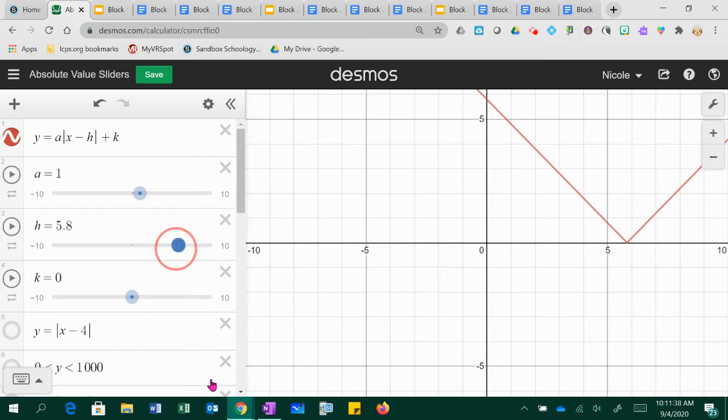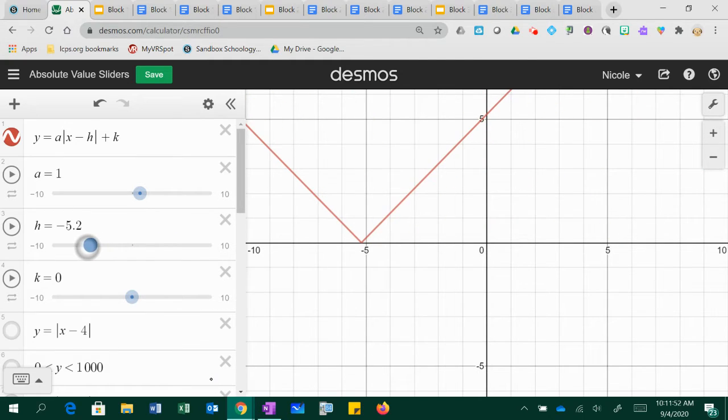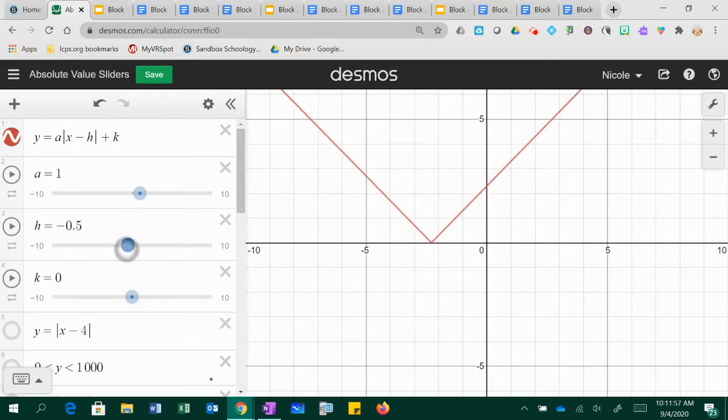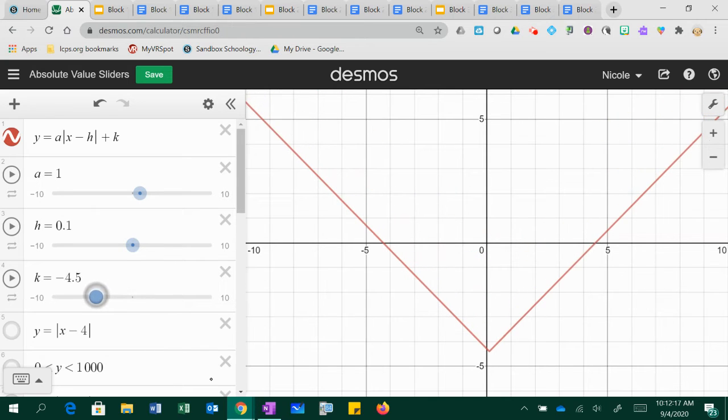If you notice, when h is a positive number, even though there's a minus sign in the formula, the graph slides to the right. When h is a negative number, the graph slides to the left of 0. So we can do the same thing, let me get that back on 0, close enough, with k. Notice k is outside the absolute value graph. And if I manipulate k, when k values are positive, the graph slides up. When k values are negative, the graph slides down.